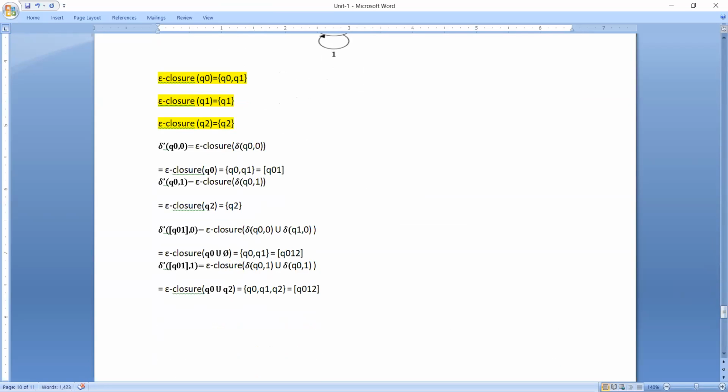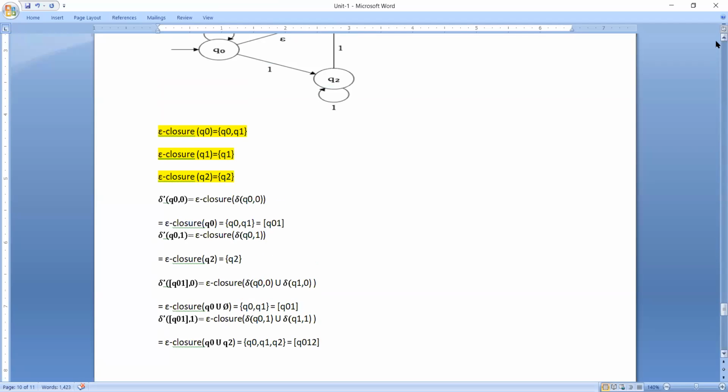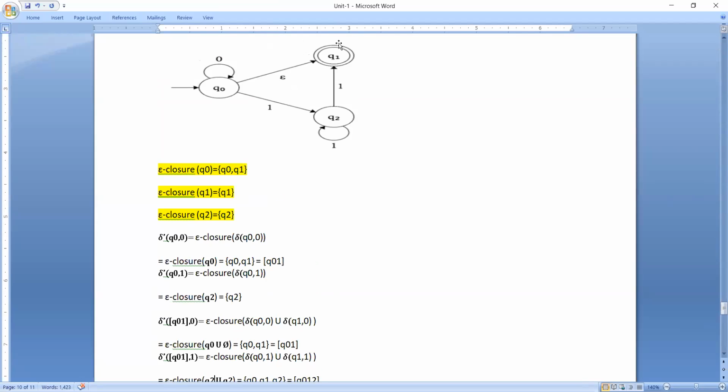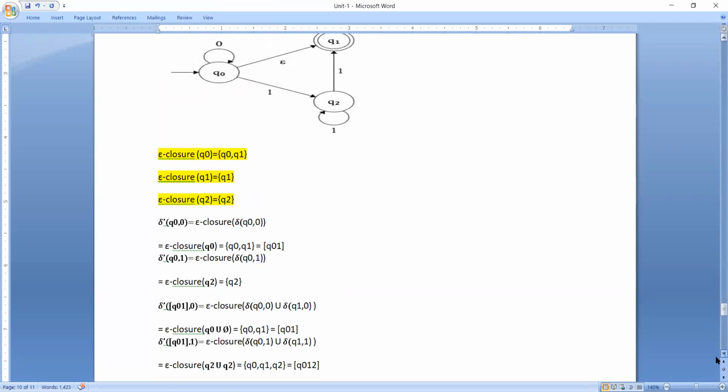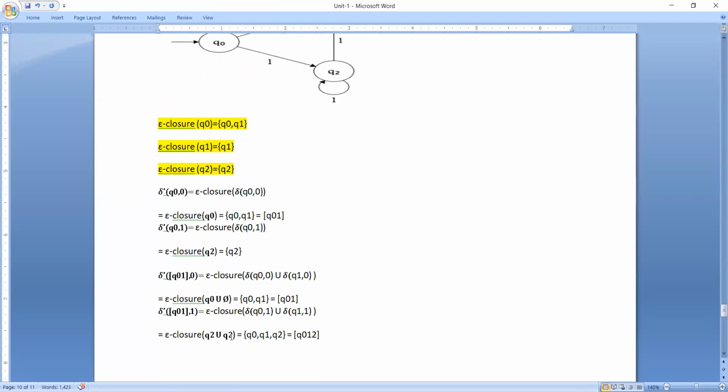So no new state, Q0 Q1. Then Q01 on 1 will be Q01 and Q11. Now what is Q0 on 1? Q0 on 1 will be Q2. And then what about Q1 on 1? On Q1, by reading input symbol 1, you don't have any transition. So it will be φ.